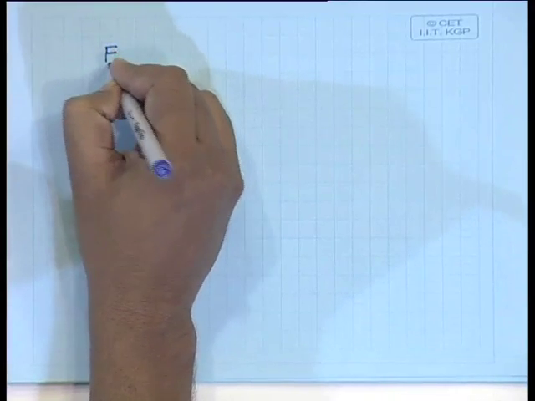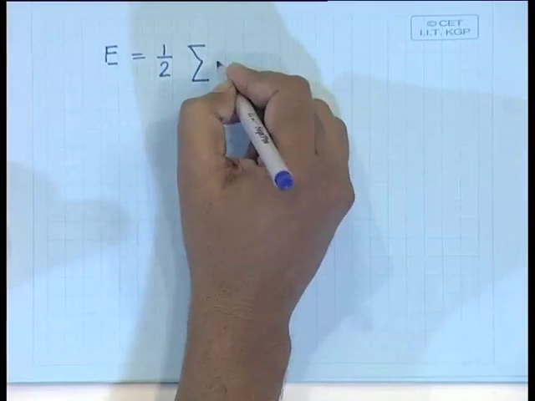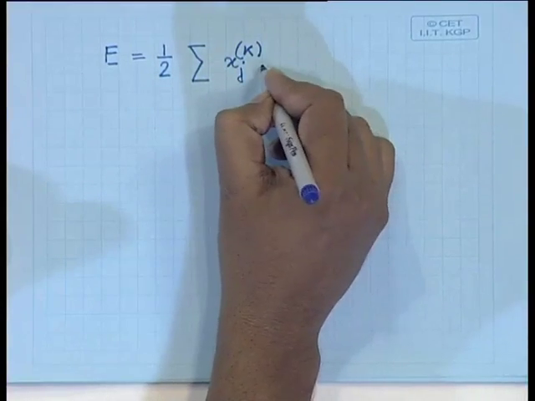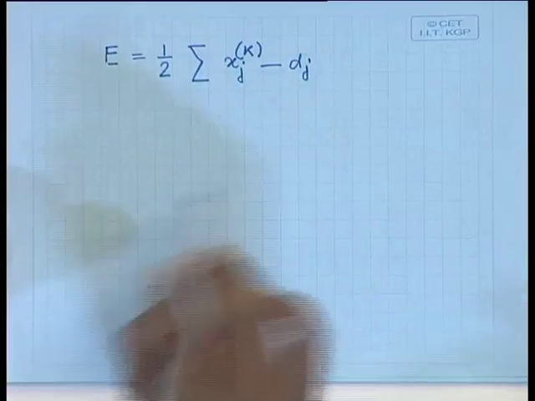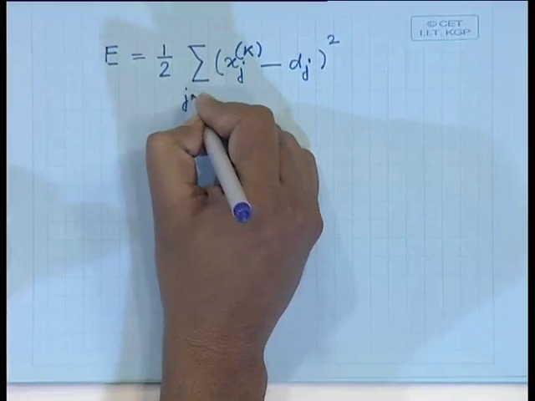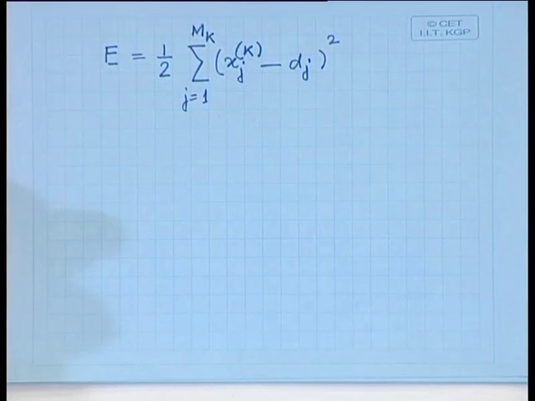Assume we have capital K number of layers, so that the output layer is labeled as the capital Kth layer. Given that, the sum of squared error is defined to be half times the sum of x j K minus d j, where K is the output layer, d j is the target or expected output of the jth node in the Kth layer, take the square of this, where j varies from 1 to m K, and m K is the number of nodes in the Kth layer.